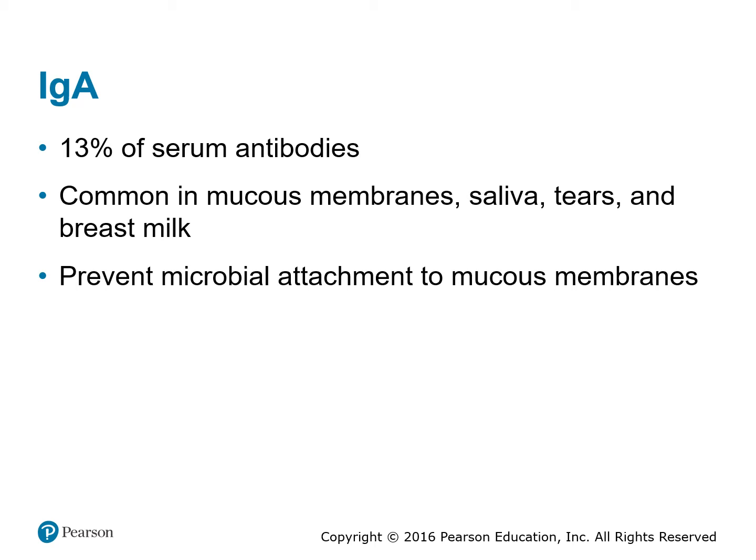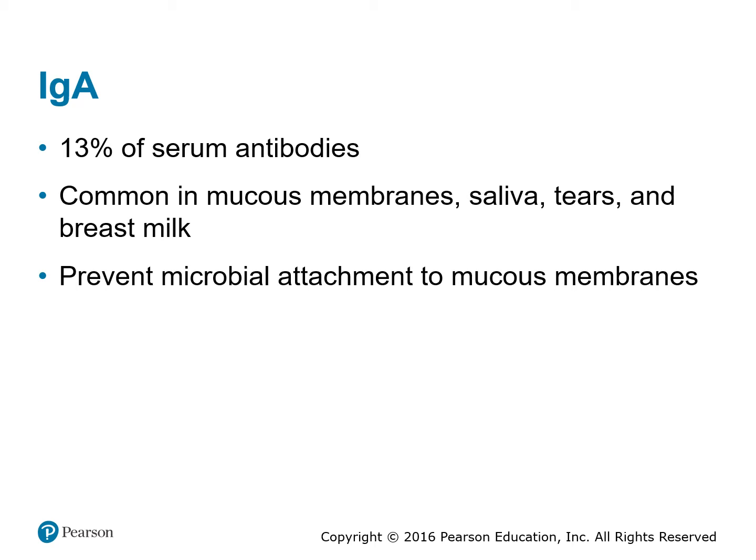Immunoglobulin A's, they make about 13% of your antibodies. You can find them in mucous membranes and saliva, tears, breast milk. That's why when a baby is born, it's pretty important that the baby gets that first batch of breast milk from the mom, because it will contain lots of antibodies that can help the baby, because again, their immune system wouldn't have developed yet.